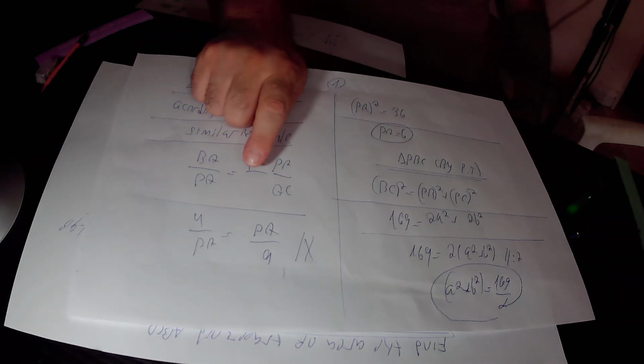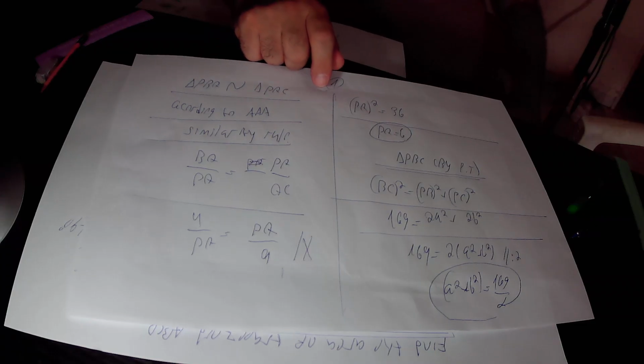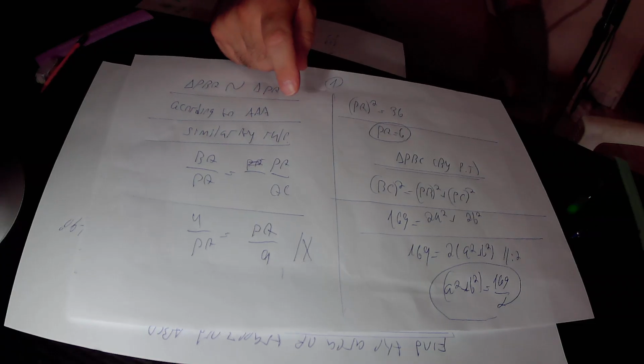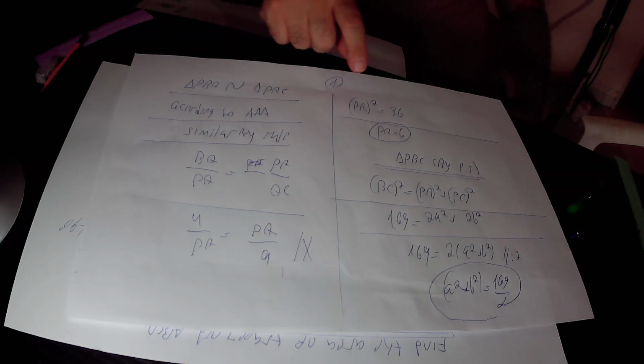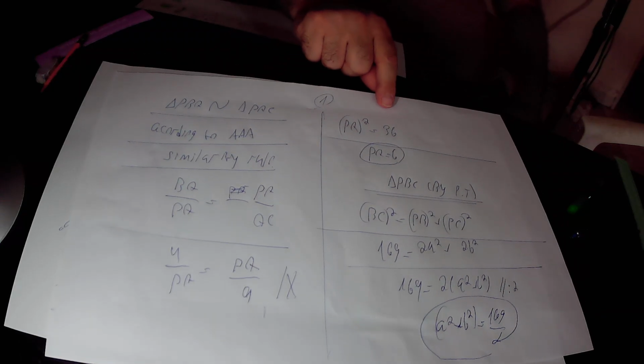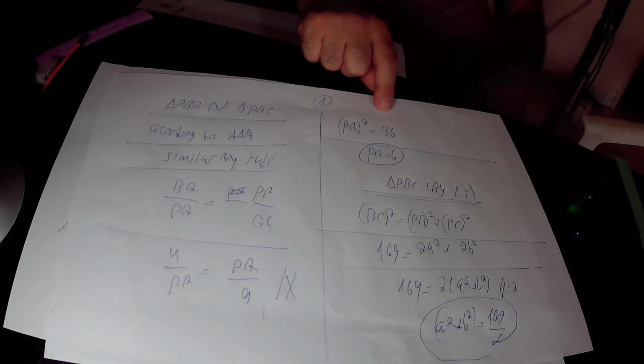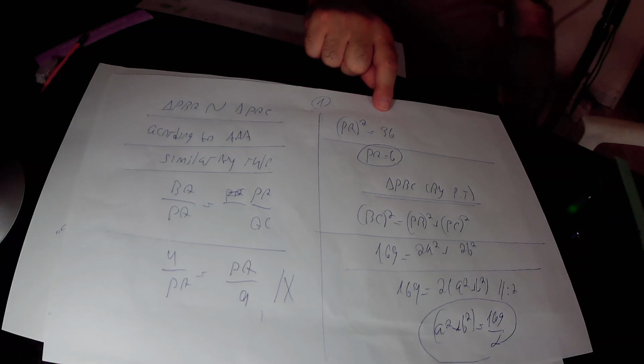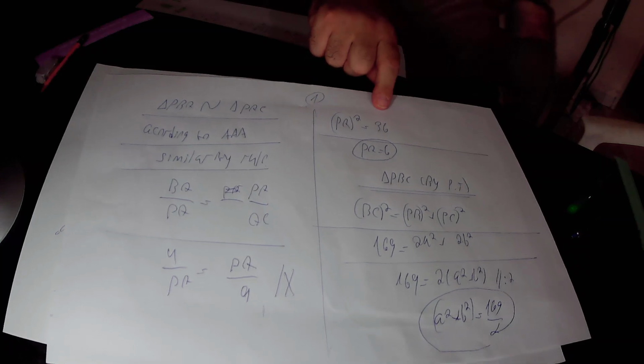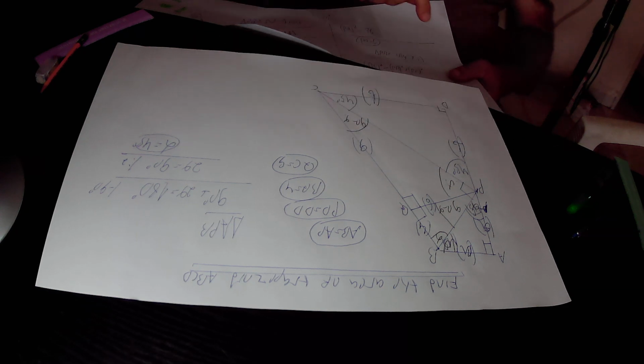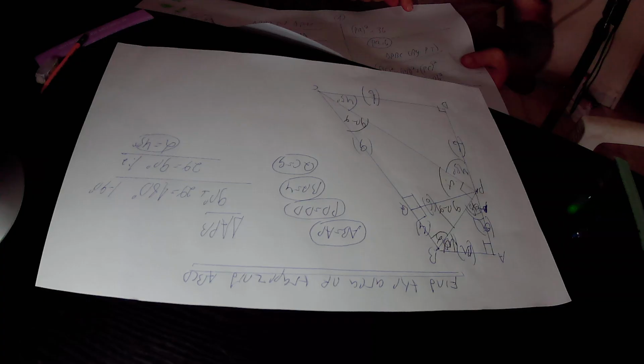Here we cross multiply this equation and find that 4 times 9, that is 36, is equal to PQ squared. Again, PQ squared equals 36. We take the square root of this equation and find that PQ equals the square root of 36, that is 6. So this is side PQ that equals 6 units in length.